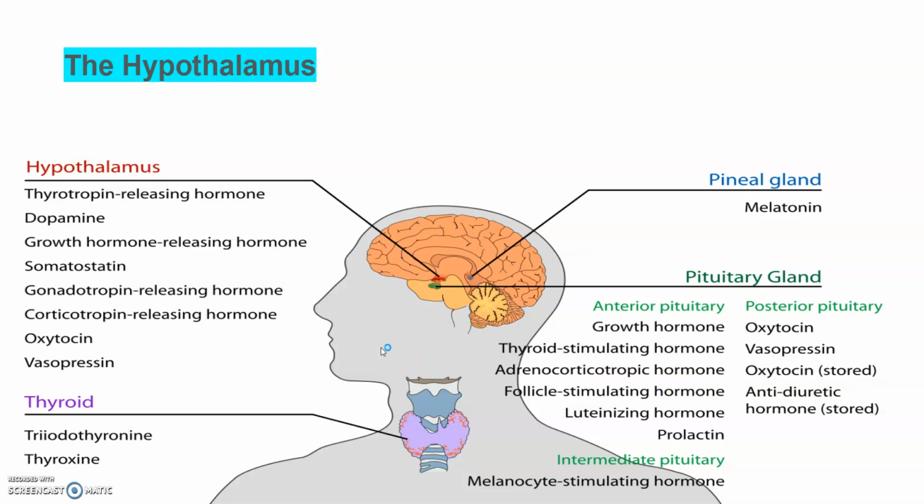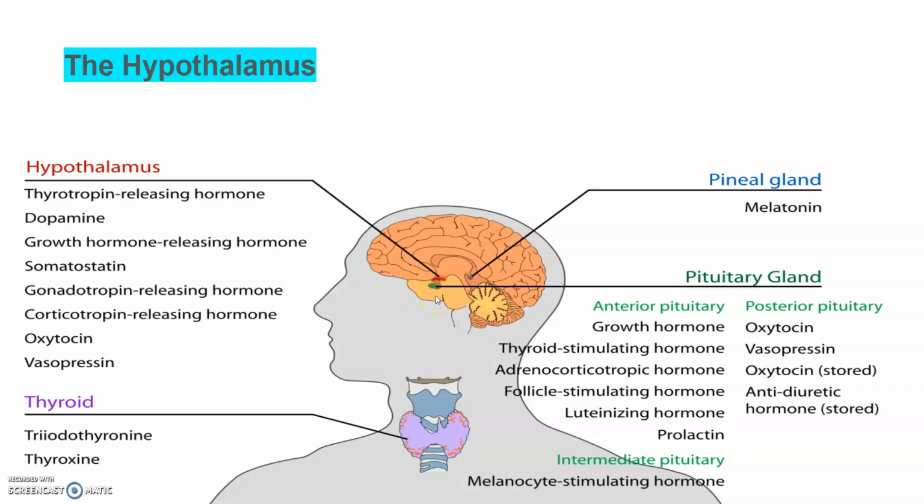A hypothalamic hormone, for example, is GnRH, gonadotropin releasing hormone. It is released by the hypothalamus, and it stimulates the pituitary to synthesize and release the hormone called gonadotropin. Somatostatin is another hormone released from the hypothalamus. It inhibits the release of the growth hormone from the pituitary.